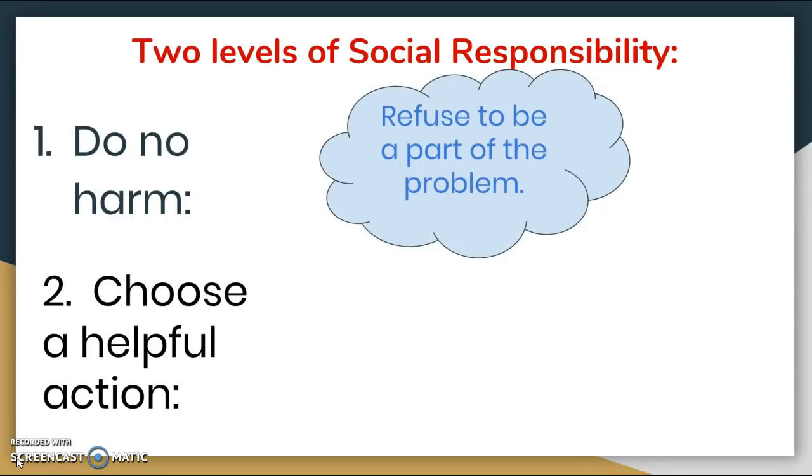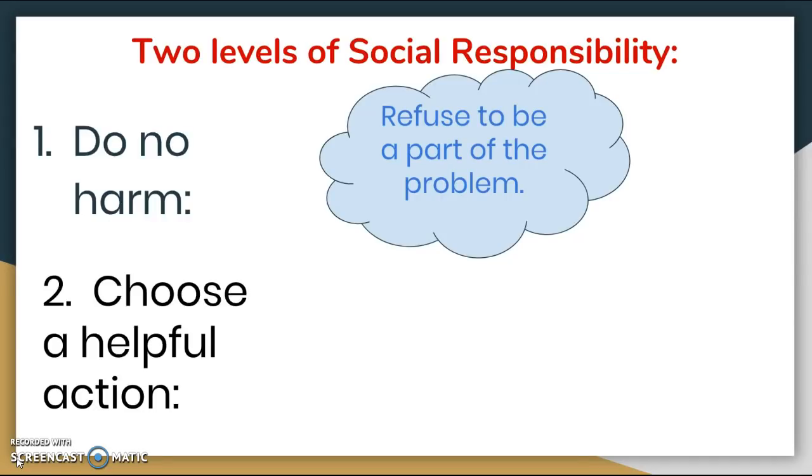I always tell students that when there's a substitute teacher in the room, really your number one responsibility is to be anonymous or not call any attention to yourself for any reason. So that would be one level of social responsibility in that situation, is to just not be part of the problem. A higher level of social responsibility would be to actually choose a helpful action.